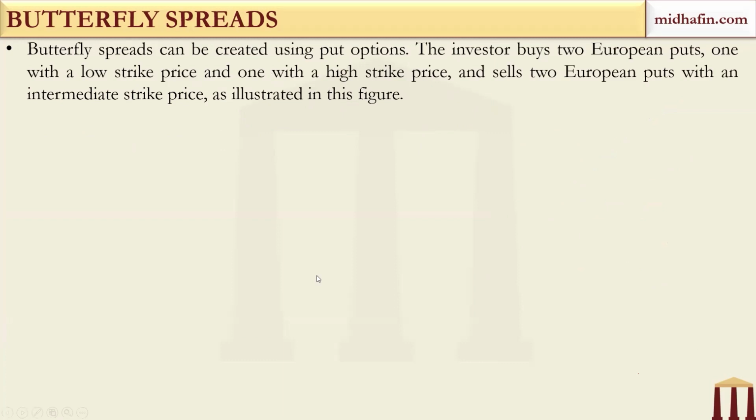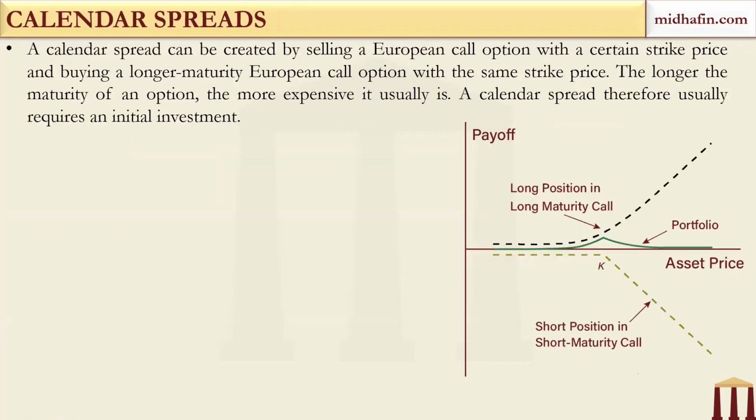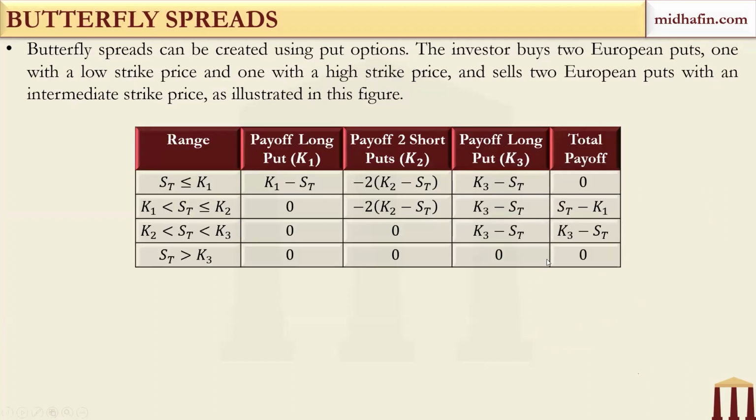Now, butterfly spreads can also be created using put options. Again, same strategy. Buy a put option with strike price K1 and a put option with strike price K3. These are bought, and two put options with strike price K2 are sold. Okay, profits and payoffs will stay the same.